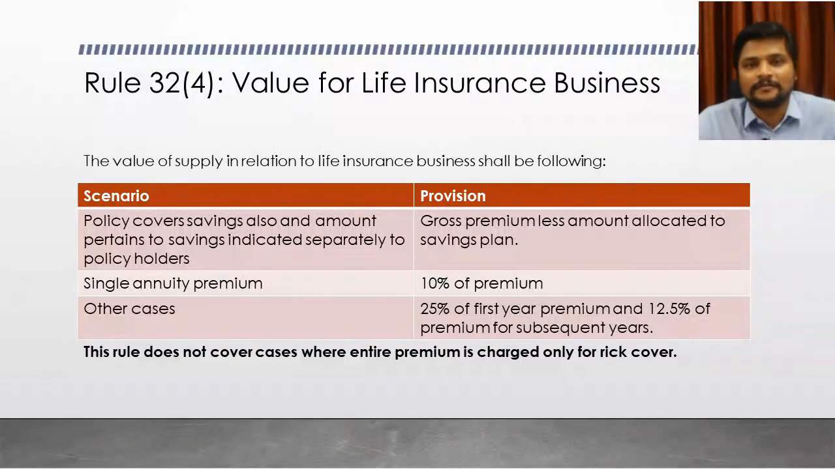Next type of valuation is value for the life insurance business. For life insurance business, how is the valuation to be done? Again, there are 2-3 scenarios here. Scenario number 1, the life insurance policy covers savings also. There is a savings element for the policy under this transaction, and the amount pertaining to savings is indicated separately to the policy holders.